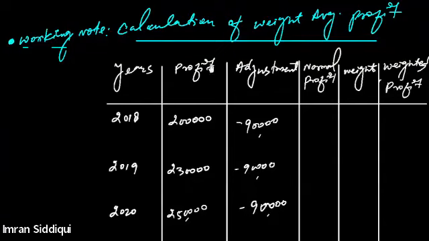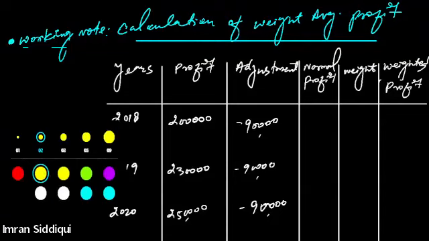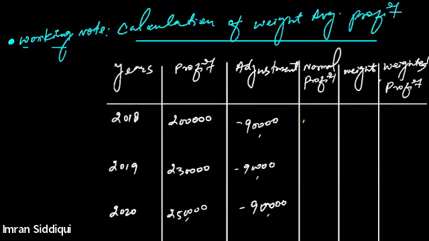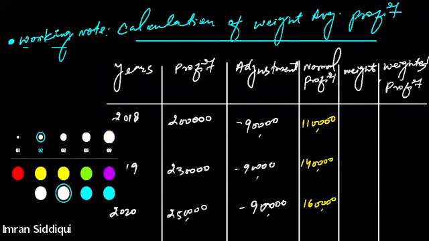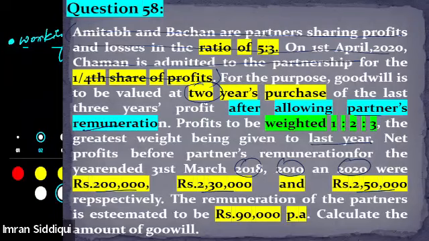Okay, so after subtracting 90,000 out of 2 lakh, the profit will be 2 lakh minus 90,000, which is 1,10,000. Then 2,30,000 minus 90,000 will be 1,40,000. Right? Yes, sir. Then 2,50,000 minus 90,000 will be 1,60,000. All right, and the weight is also given in the question, which says weight is 1, 2, 3. It says that the greatest weight be given to the last year.